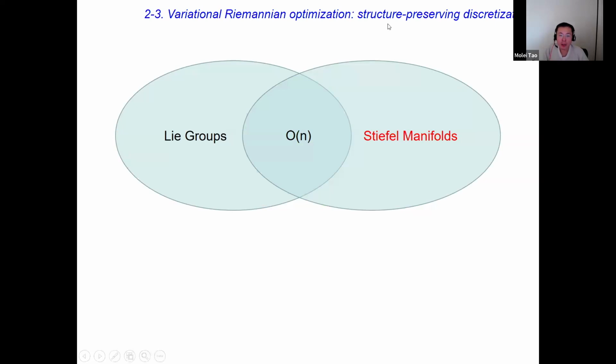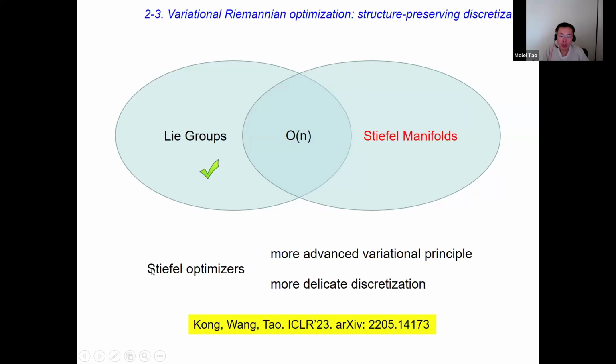So everything's good, except I really swept a lot of things under the rug. I talked about optimization on Lie group. I didn't really say too much about optimization on Stiefel manifold. They are technically not the same thing. They have some intersection, but that's it. But still, that's not enough. If you do a Stiefel optimizer, you can leverage the same mechanism, but with more advanced techniques. You can use a more advanced variational principle and more delicate discretization to do it. For the sake of time, I will not say too much about this.